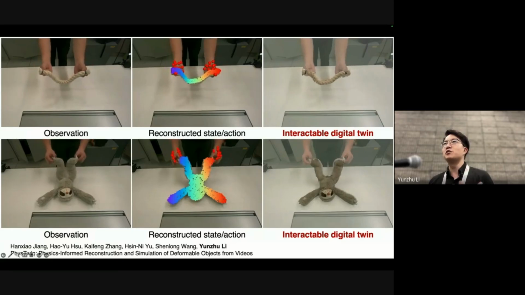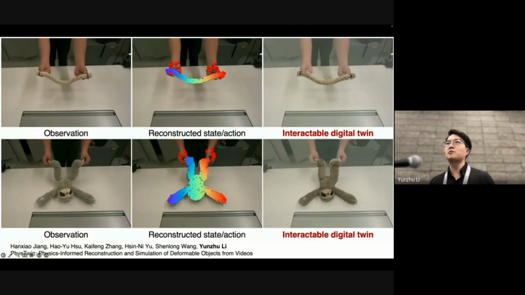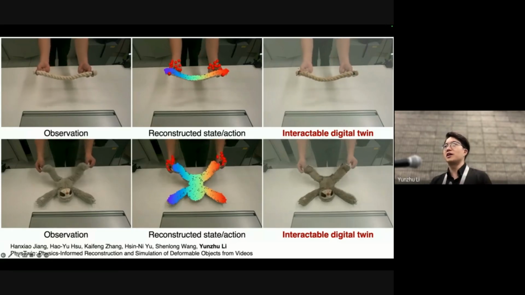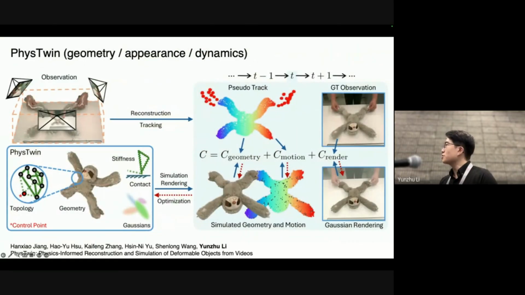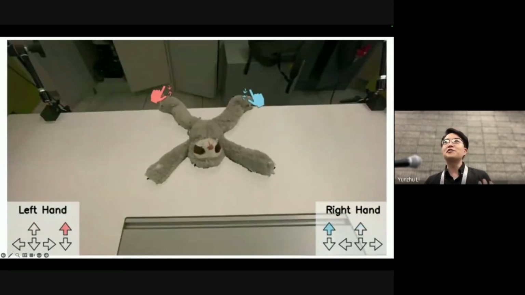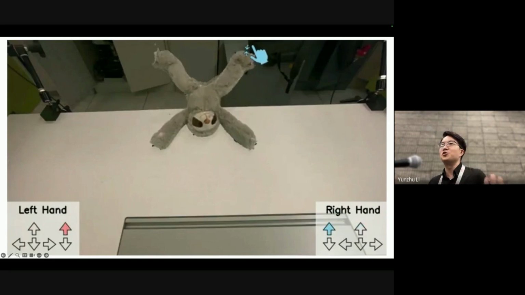That shows this kind of resimulation works very well in capturing the appearance, geometry, and dynamics of the objects. And here is our optimization framework. In general, we have three optimization terms: the geometry, motion, and also the rendering loss, to allow us to reconstruct all the spectrums that are needed for us to build this type of digital twin. And obviously, after you have the digital twins, there are many things you can do with it.